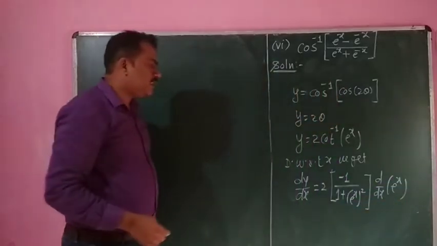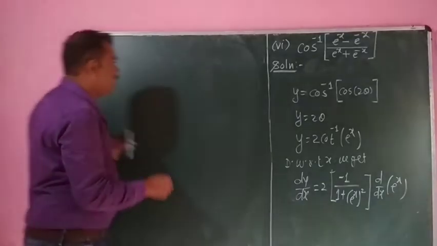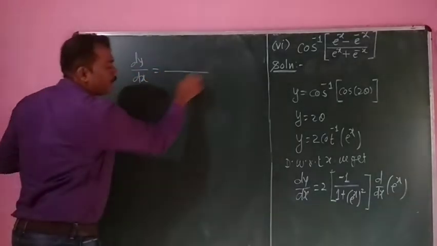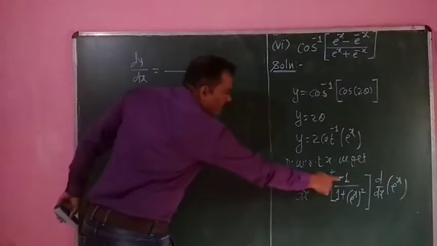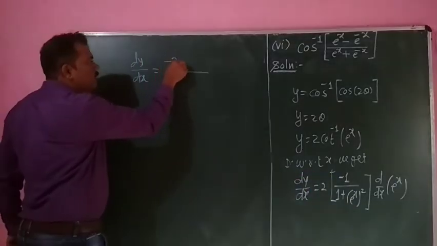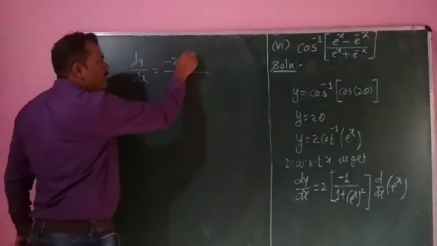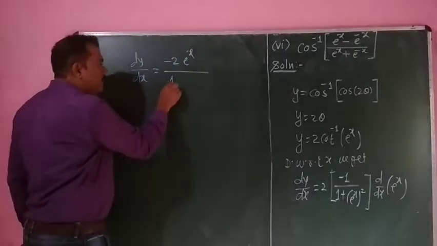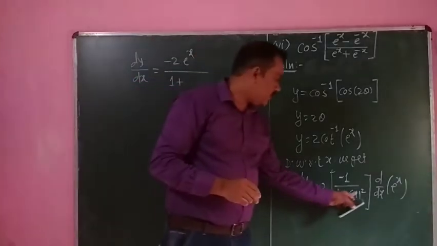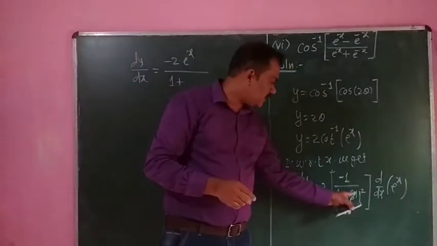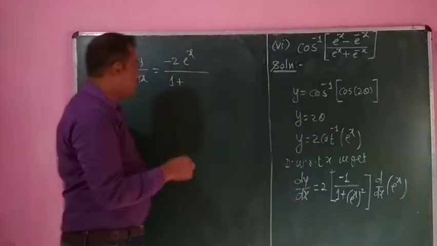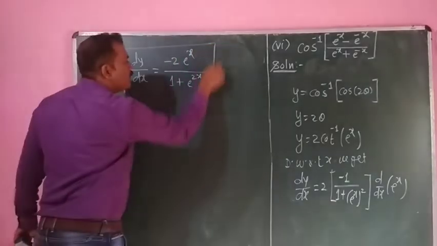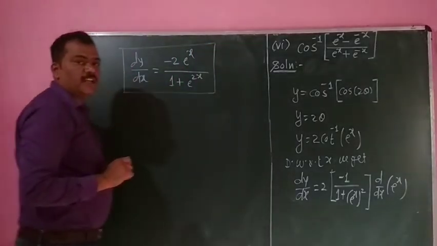Derivative of e raised to x is nothing but e raised to x, so that we have to get dy by dx is equal to 2 into minus 1, that is minus 2. d dx of e raised to x is nothing but e raised to x, that is minus 2 e raised to x divided by 1 plus e raised to x bracket square. By using the laws of indices, x into 2 is nothing but 2x, that is e raised to 2x, which is the required answer.